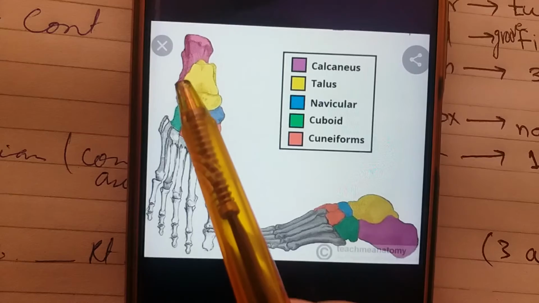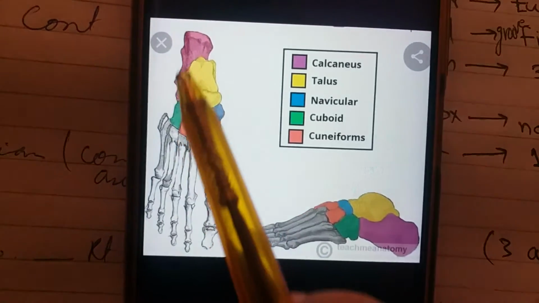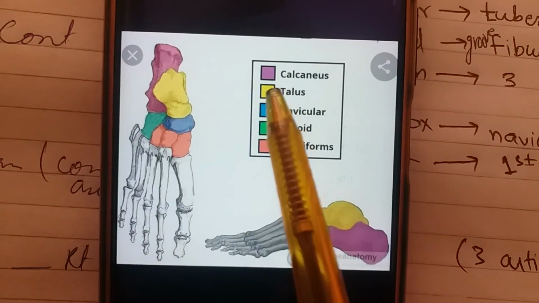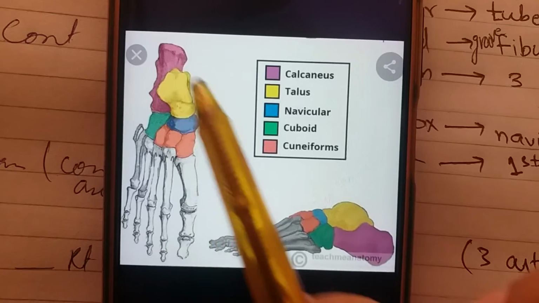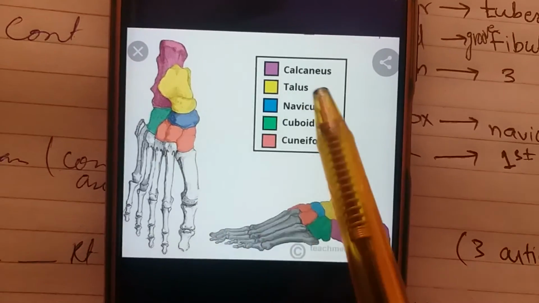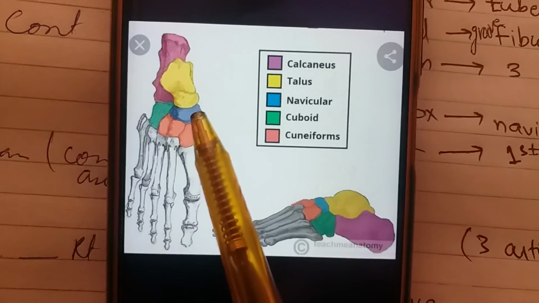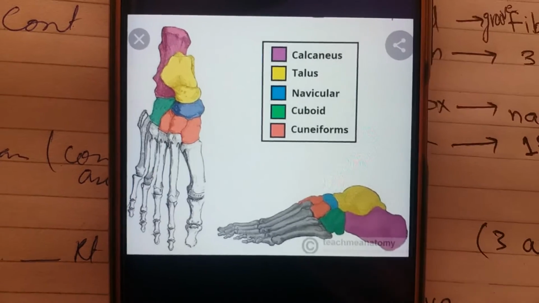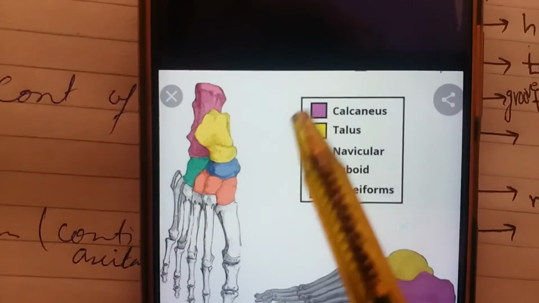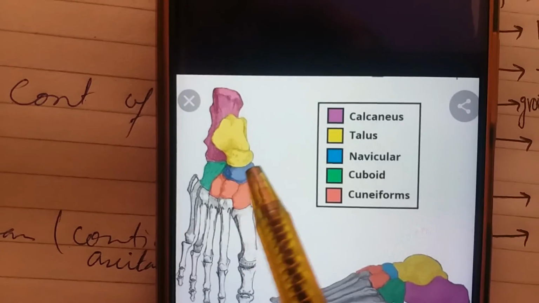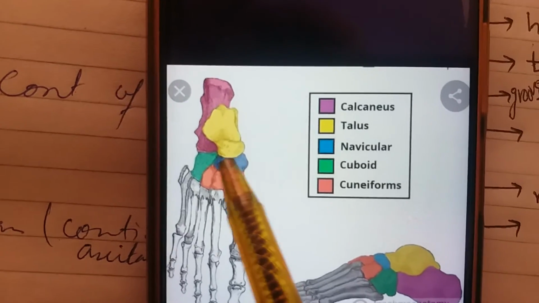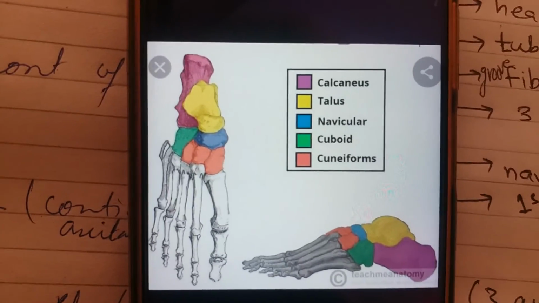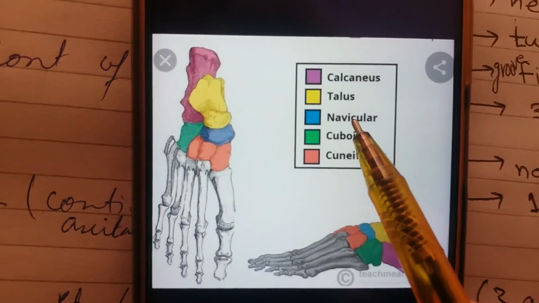See, this one is calcaneum bone. This is the largest bone of your foot. This is calcaneum. And then this, the yellow colored, is the talus, right? This is the talus bone, and then there is navicular bone. In your foot, you can observe the prominence of a bone. That prominence is of navicular bone. You can even touch your foot, and the prominence that you feel in your foot is the prominence of the navicular bone, right?